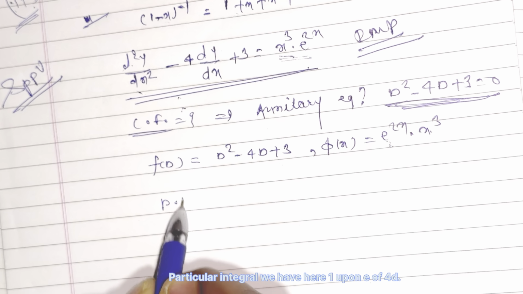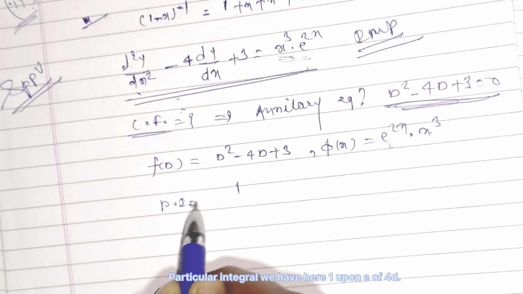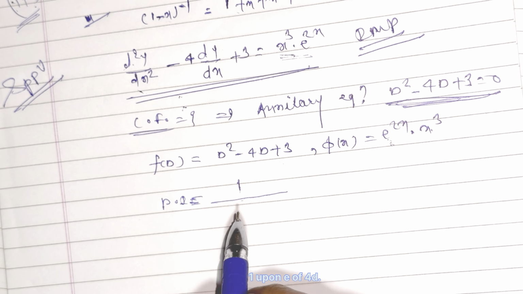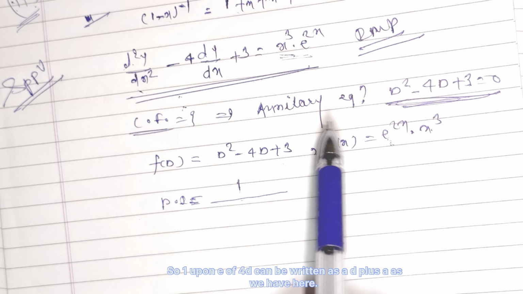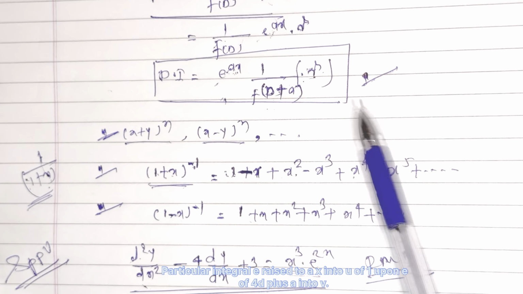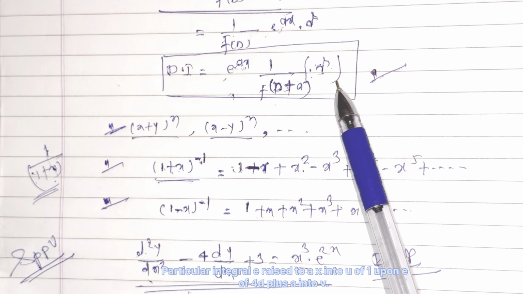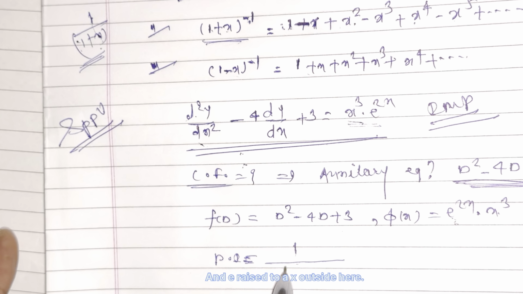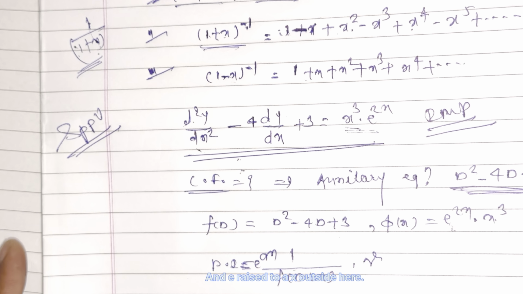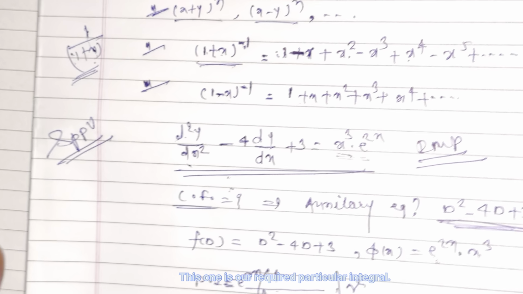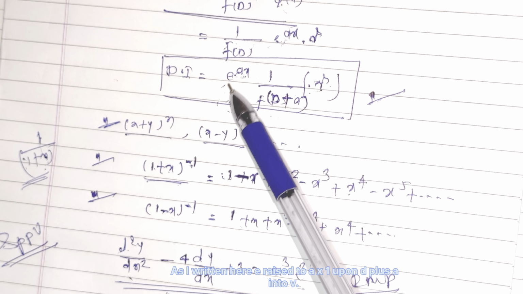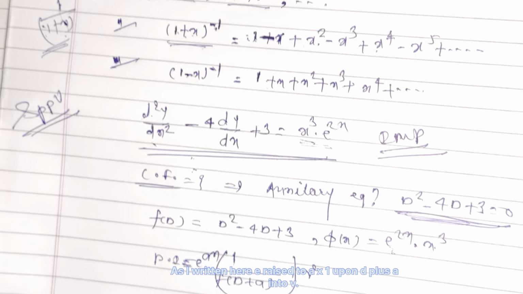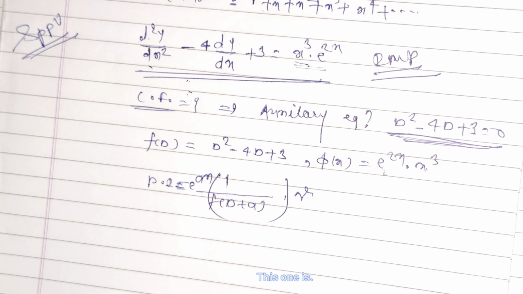The particular integral we have here is 1 upon f of D. So 1 upon f of D can be written as: the particular integral is e raised to ax into 1 upon f of D plus a into V, with e raised to ax outside here. This one is our required particular integral, as I have written here: e raised to ax, 1 upon f of D plus a into V. Now we have to replace the values over here.